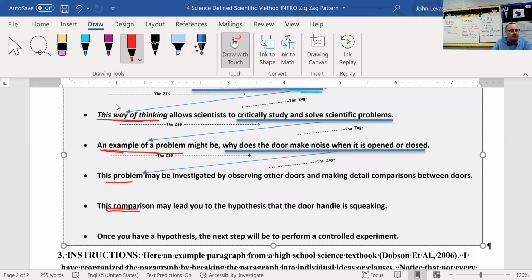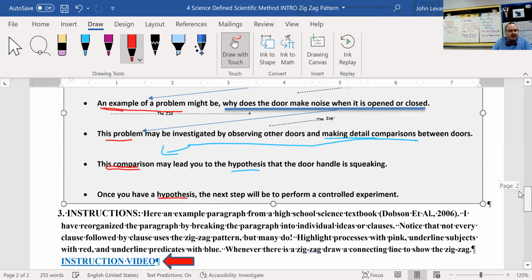And where does that come from? It comes from right here, making a detailed comparison. So they've brought this idea down and made it into the new subject. This comparison may lead you to the hypothesis that the door handle is squeaking. Once you have a hypothesis, the next step will be to perform a controlled experiment. Well, hypothesis, hypothesis. They've brought that idea down into the next sentence.